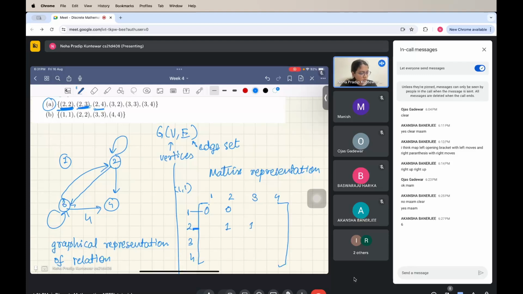So you can keep on doing this. Then you have (2, 4), (3, 2), (3, 3), (3, 4), and the rest of them would be zeros. So that is how you write the matrix representation. So the number of ones in this 0 1 matrix would be exactly equal to the number of elements that are there in the set.